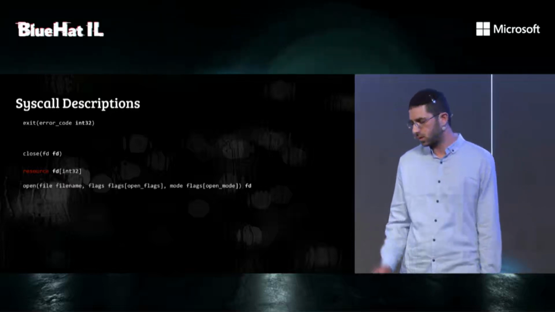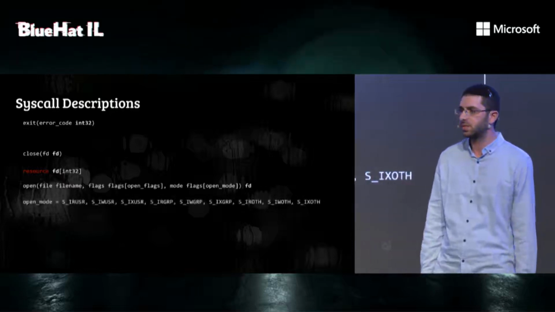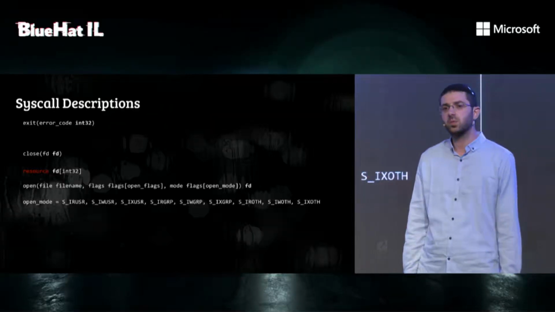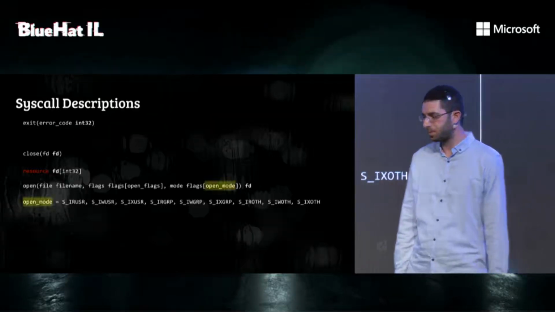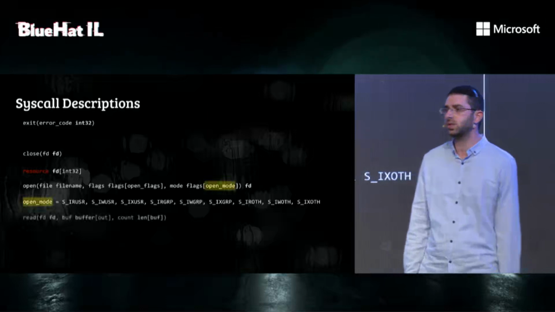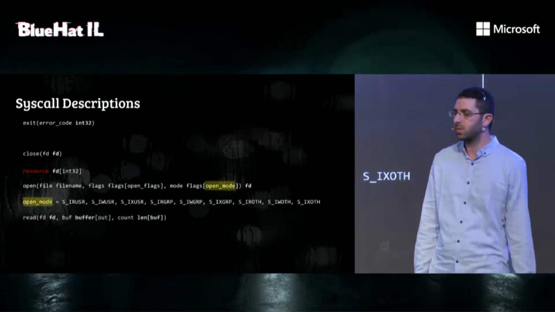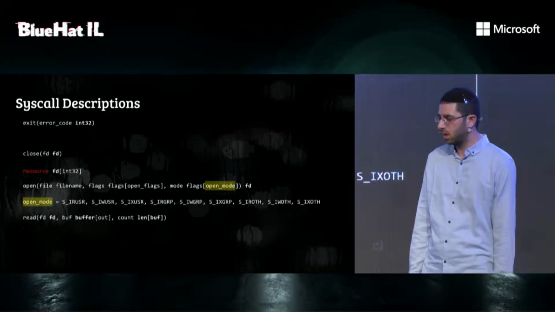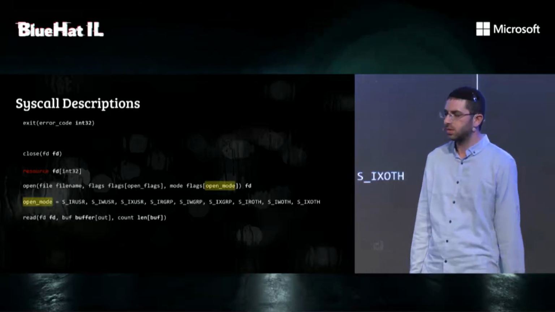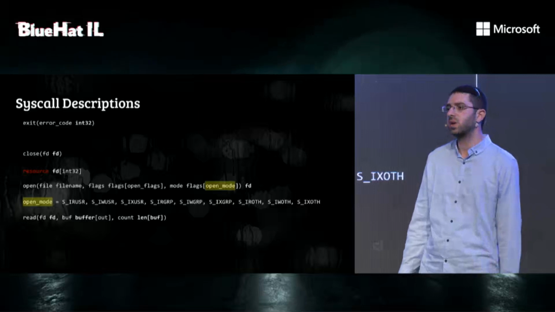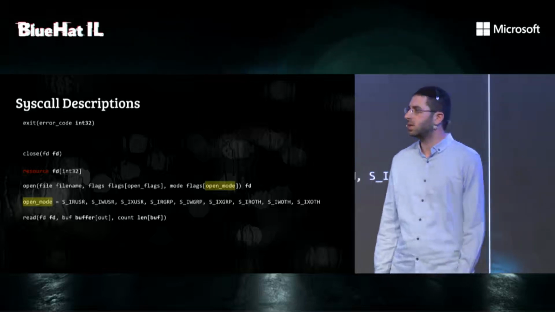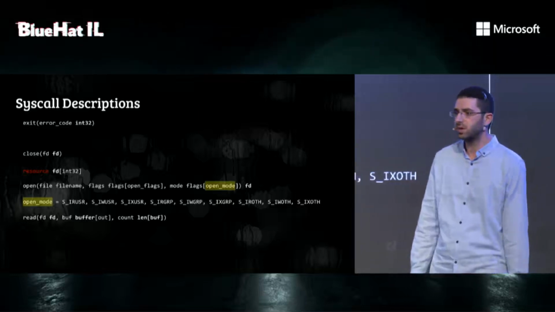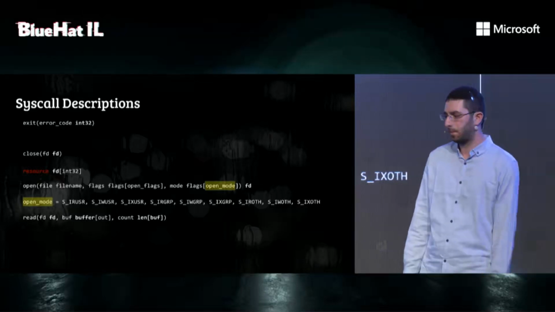In the case of open, it knows that open mode is a flag, which means it can use one or more flags together. Last example is the read syscall. The syscall receives a buffer as an input, which it will write up to length bytes to. Notice that buffer and length have a semantic relationship, meaning that if the length is bigger than the buffer, the syscall will probably fail.